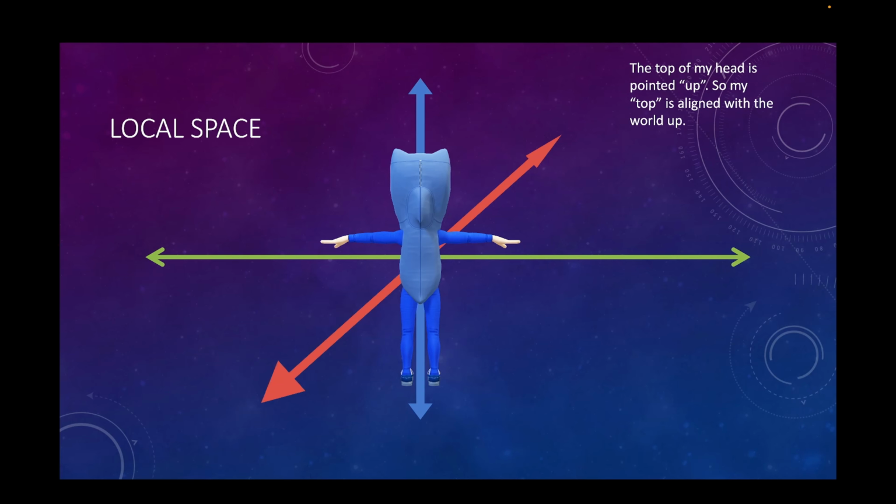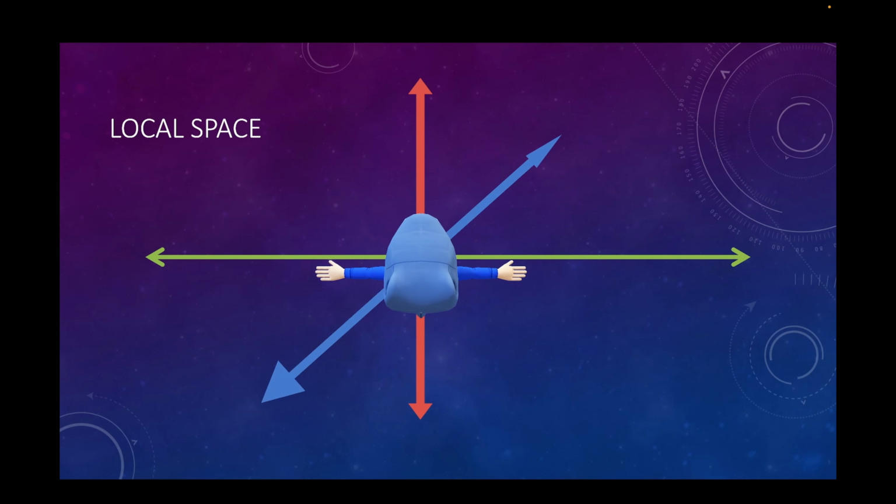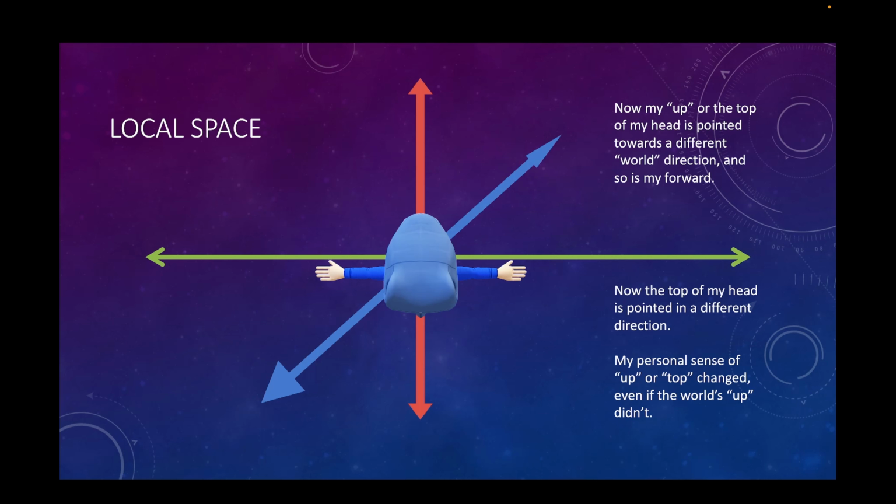So top of the head is up right now. So top is aligned with world up. Lay down on the ground. Forward is now pointing up. Because my forward, where I'm looking in local space, has changed. So my up, or the top of my head rather, is pointed in a different direction from world, and so is my forward. This is by rotating around Y. My personal sense of up and top has changed, even if the world's up didn't. Up in the world is still up. But if you lay down on the ground, your up is something different.